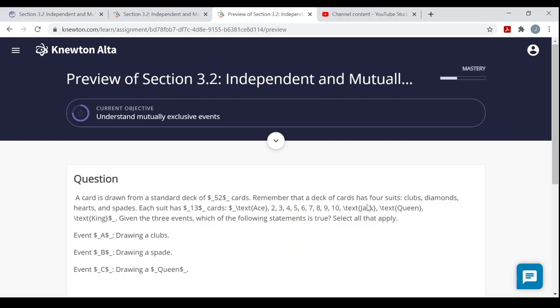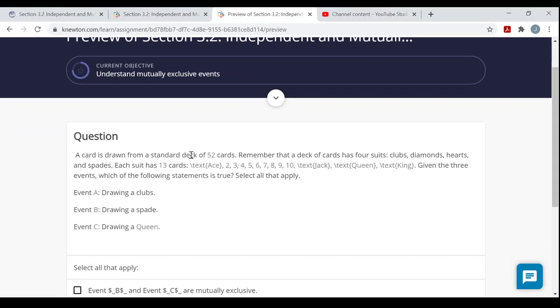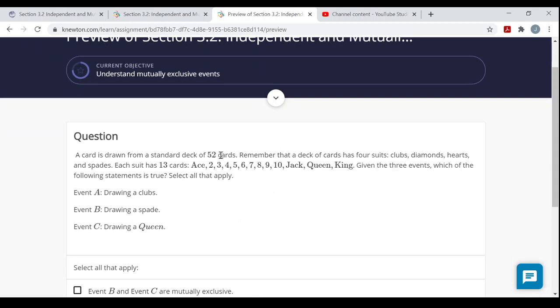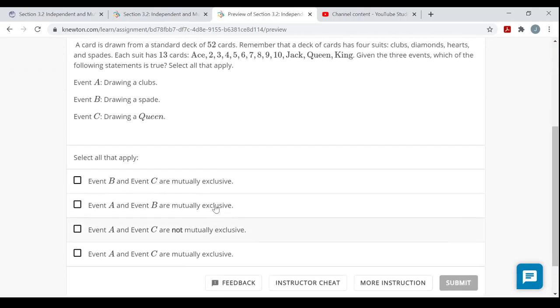Looks like probably one more here in this objective. So a card is drawn from a standard deck of 52 cards, and they're telling you how they're made up: 4 suits, each suit has 13 cards, and what the cards are. Given the 3 events, which of the following statements is true? So another select all that apply, right?